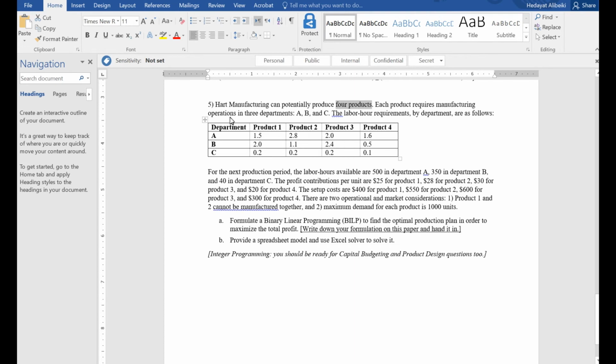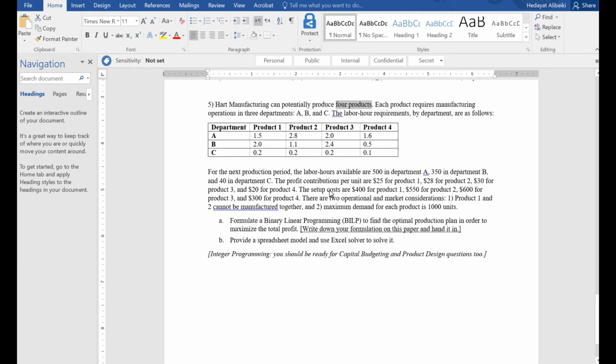So there are four products that can be produced, and each product needs manufacturing operations in three departments: department A, B, and C. We have the labor hour requirements for each product within each department. And then we have some limited resource in each department: 500 labor hours in department A, 350 in department B, and 440 in C. And then we have profit contributions per unit for each product.